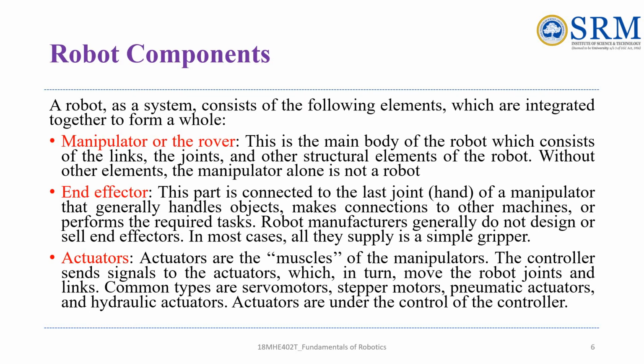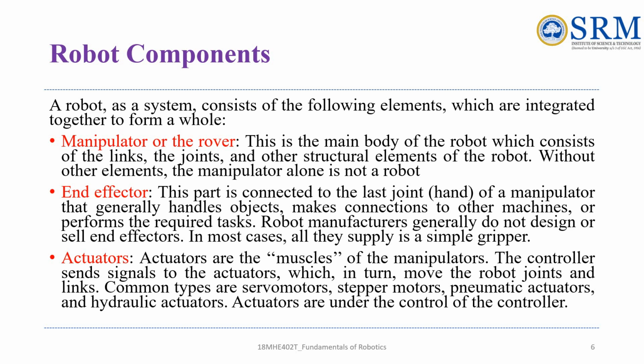And next is the robot components. A robot consists of several key parts that work together. First is the manipulator. This is the robot's main body, including its arms and joints. The manipulator alone is not a complete robot. Next is the end effector. This is attached to the last joint. The end effector is like the robot's hand. It's responsible for handling objects and performing specific tasks.